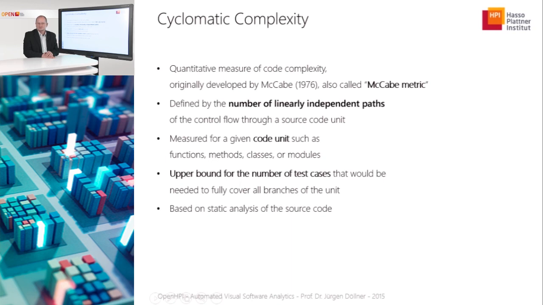The cyclomatic complexity represents an upper bound for the number of test cases that would be needed to fully cover all branches of a given source code unit, because it calculates the number of possible flow patterns through that unit. Cyclomatic complexity is computed by static analysis of the source code. Let's look at the definition.